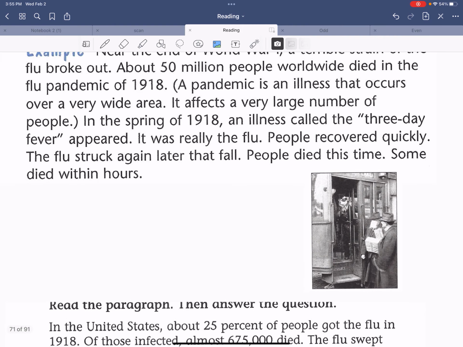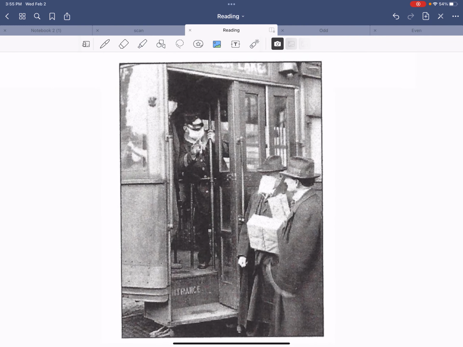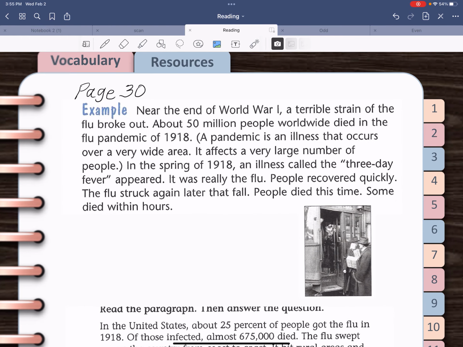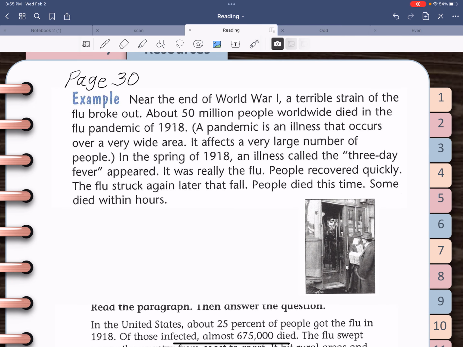And underneath this photo, it says, people wore masks to help prevent the spread of the flu. Does that sound familiar? These folks were wearing their masks just like I have been wearing mine today. Okay, is this a primary source or a secondary source? Does the author of this passage have an eyewitness experience of this event? No, he or she does not. So this is a secondary source.